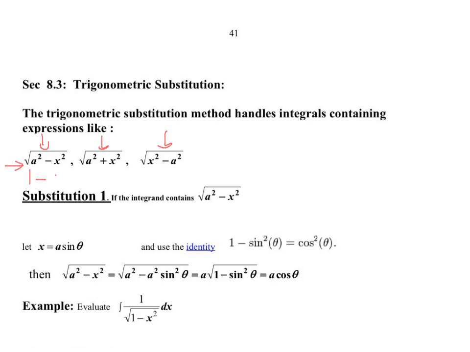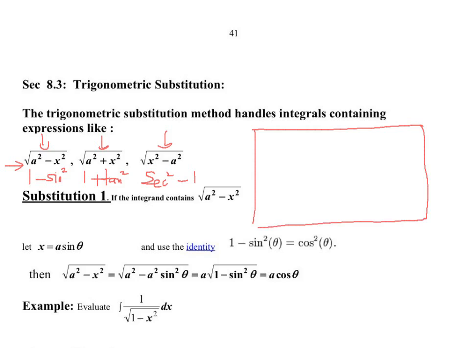It looks like 1 minus sine square, which is equal to cosine square. And the second one looks like 1 plus tan square, which is equal to secant square. And the last one looks like secant square minus 1, which is tan square. This is the secret behind these expressions, and this is how to remember which one to use. And that's why for the following discussion, we're going to use these three identities.